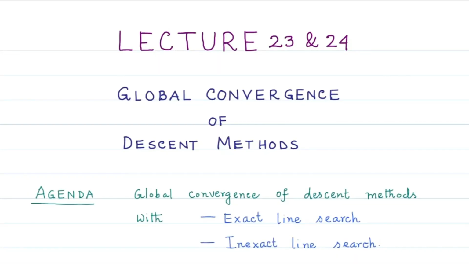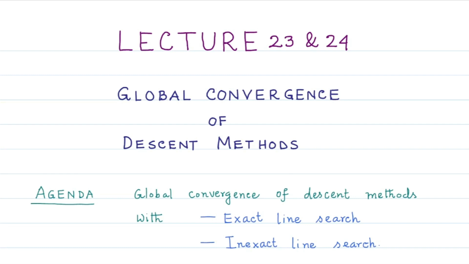In the previous lecture, we were discussing inexact line search methods to find step length for a general descent algorithm. Now, in this lecture, with the help of one or two inexact line search methods, or with the help of the exact line search method, we will find the global convergence of a general descent algorithm. Namely, in this lecture, we shall describe two global convergence results for descent methods.